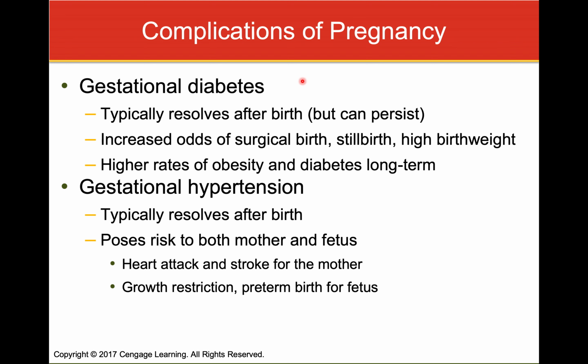There are 3 complications of pregnancy that you'll want to be aware of. The first one is gestational diabetes, and I mentioned this briefly before. This is a period of poor blood sugar control during pregnancy. It typically resolves after birth, but can persist, and the woman can have diabetes after giving birth.